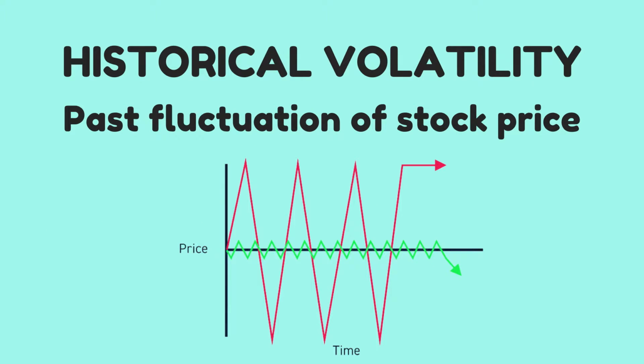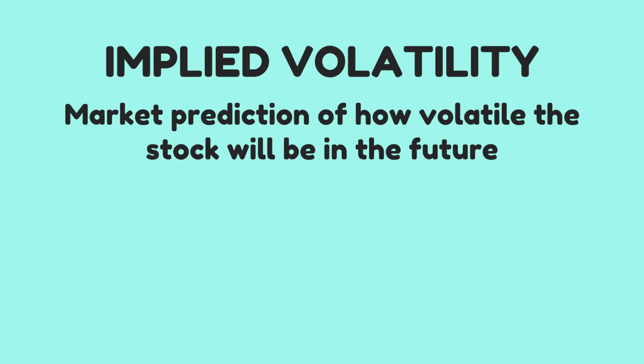This is a chart of two stocks' performance over the same time period. Red stock has higher historical volatility than green stock because it swings up and down more than green stock does. We can use historical volatility to determine which stock can have potential to give you higher returns depending on your trading style. Next up, we have implied volatility.